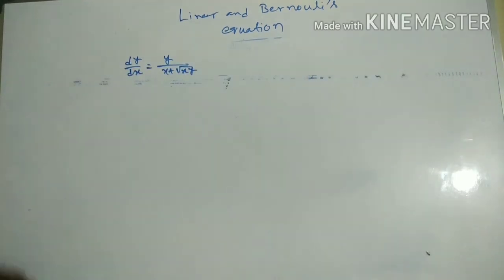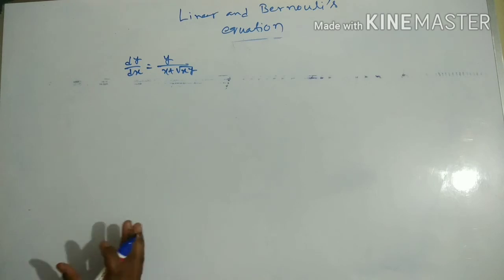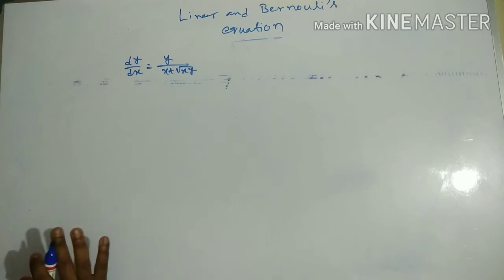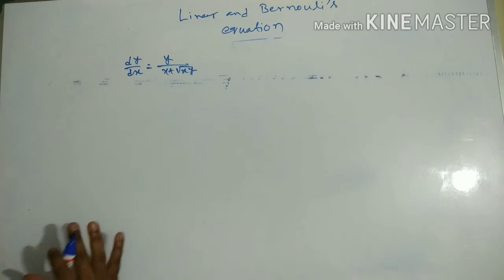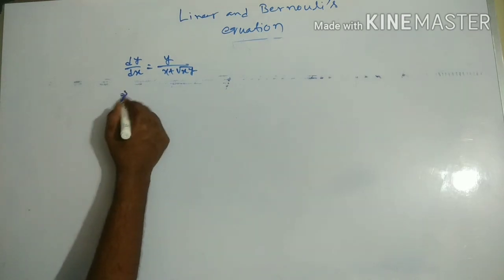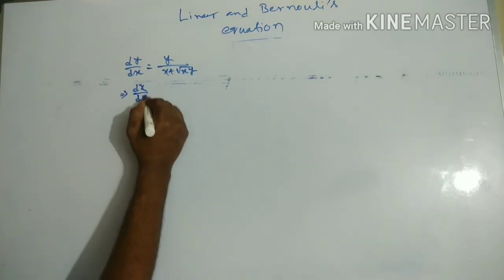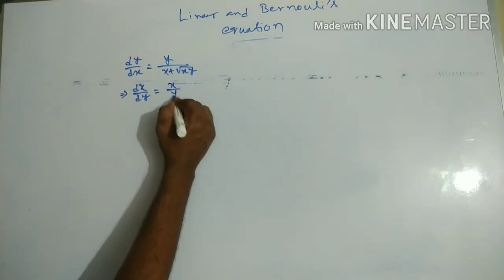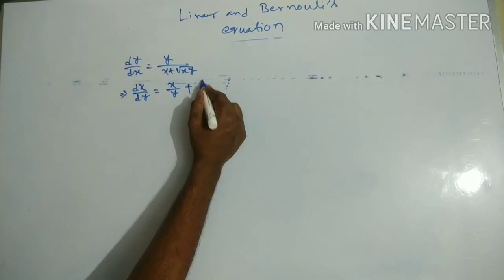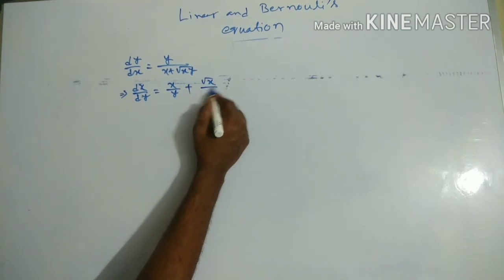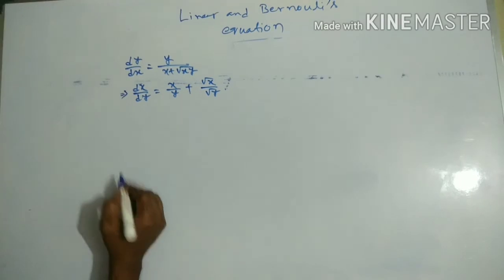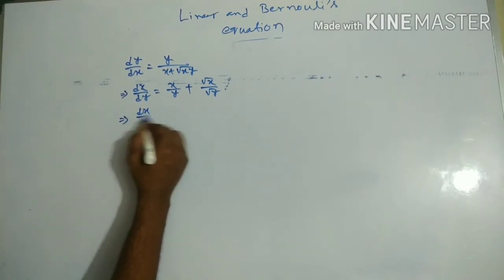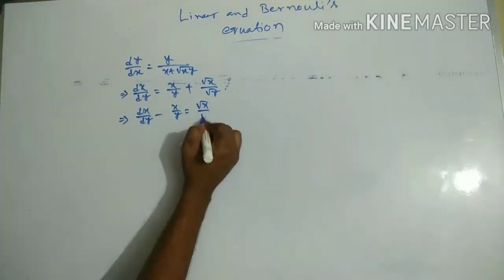So see that this equation is a first order first degree equation, but not in linear form or Bernoulli's form. This is not given in the forms, so you have to reduce it in the required form. Okay, now we write dx/dy equal to x/y plus root x by root y. So dx/dy minus x/y equals root x by root y.